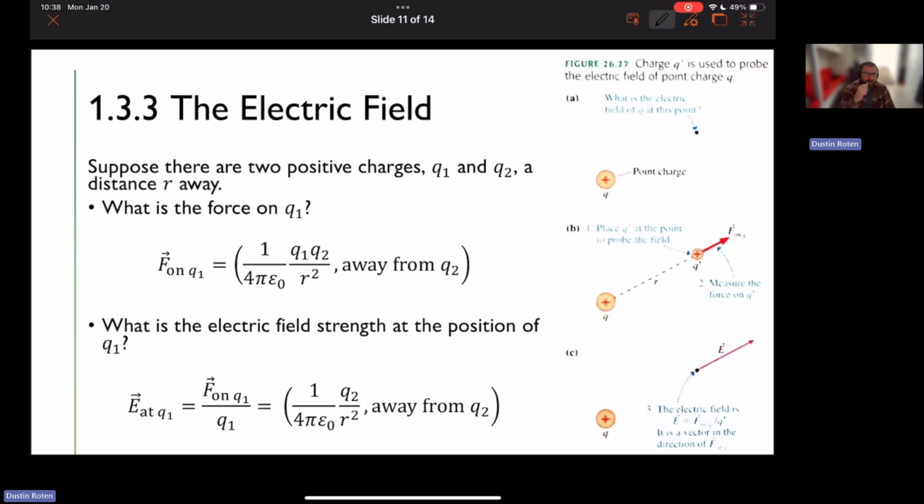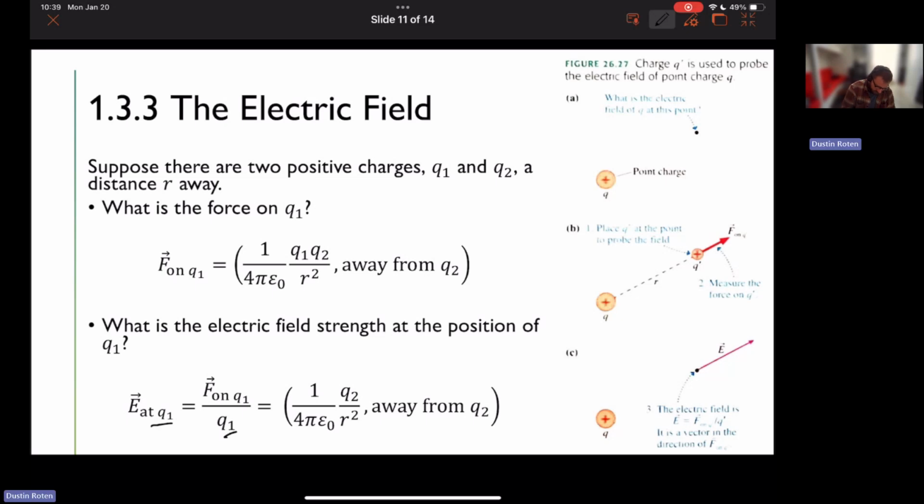So suppose there are two positive charges, Q1 and Q2, and they are a distance away. Okay? So now if we want to calculate the force on these two objects, well, then we would include the charges of Q1 and Q2, and then the force would be away from Q2. Now, if we wanted the electric field strength at the position of Q1, then we would have to divide out Q1.